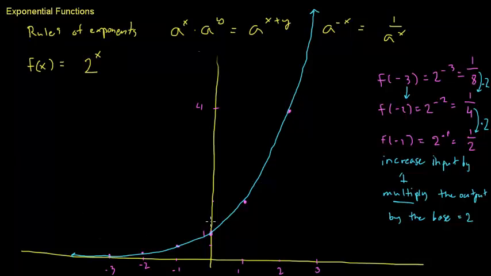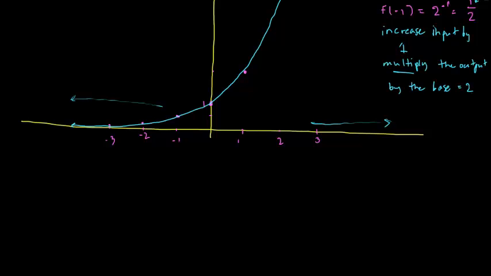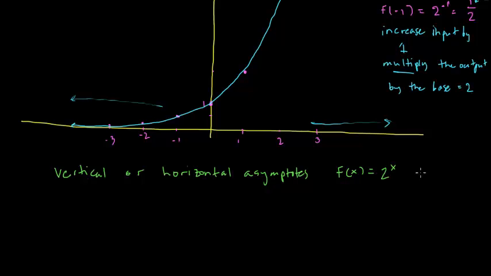Right? As we go toward positive x values, as those get bigger, our graph shoots up really high, going off towards positive infinity. And as we take negative x values, our graph shrinks down towards the x-axis. So let me ask you something. Are there any vertical or horizontal asymptotes on this function f of x equals 2 to the x?